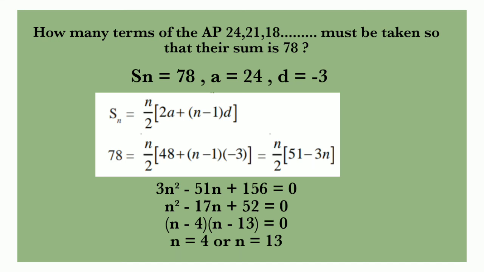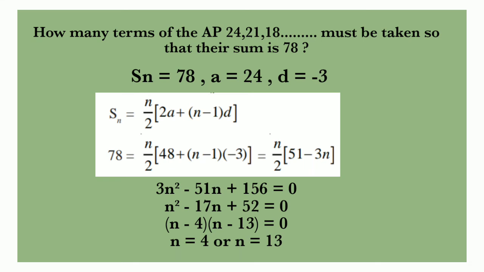Open the bracket, you will solve this bracket, you will get n by 2 into 51 minus 3n. After that you will get 78 on the left side and n by 2 into 51 minus 3n on the right side. After solving this equation, you will get a quadratic equation 3n square minus 51n plus 156 equal to 0. Dividing throughout by 3 on the LHS and RHS, you will get n square minus 17n plus 52 equal to 0.